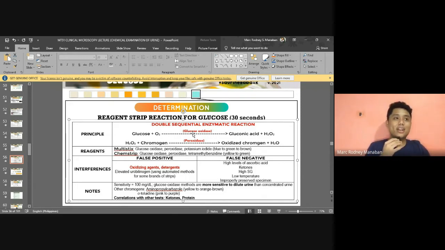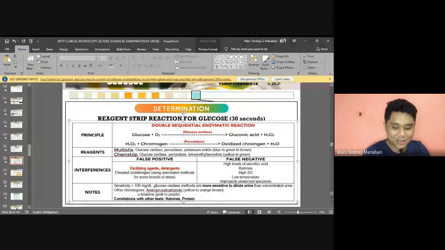Your ascorbic acid, dears, is a reducing agent. So what happens, instead ang H2O2 ang i-reduce sa imong peroxidase, ang ascorbic acid doon niyang i-reduce. Okay? So, siya ang nagpabibo.